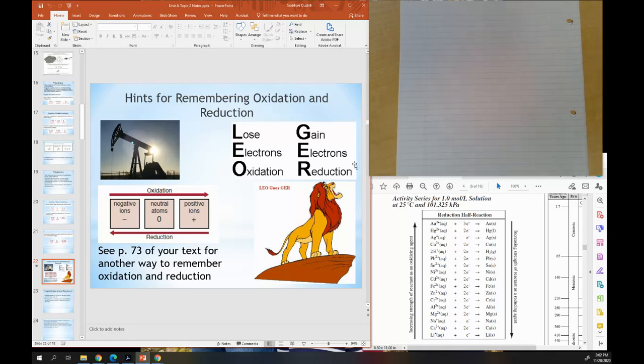Now, I'll tell you, on page 73 of your textbook, they give you another way to remember it, and it is the acronym OIL RIG. So the way to remember that: oxidation is loss, reduction is gain. And in both of those cases, again, they're talking about electrons.